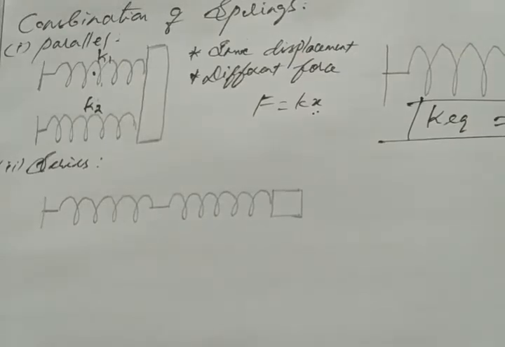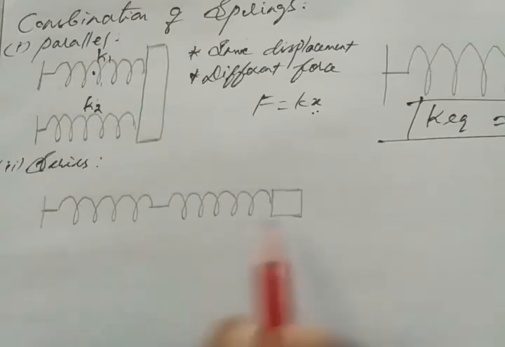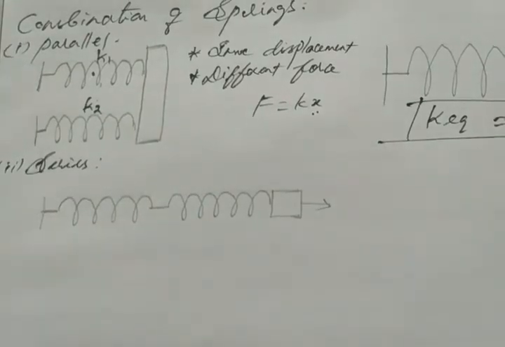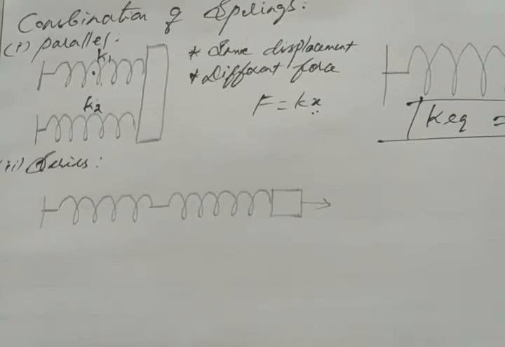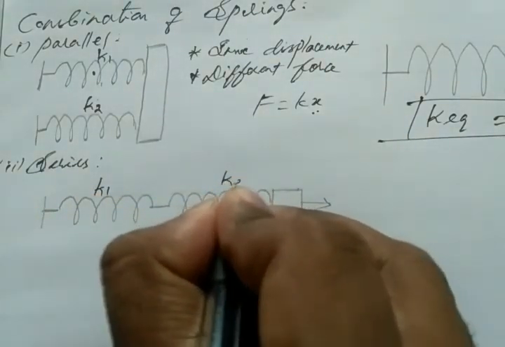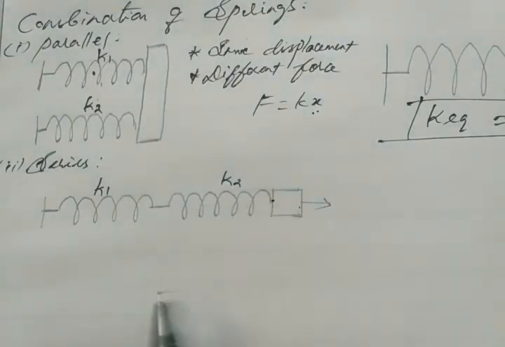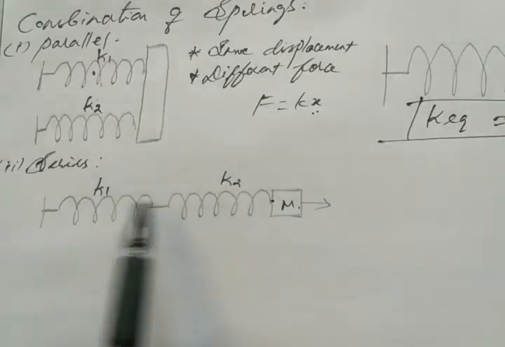Next one is series combination. In series combination we have two springs which are attached with a mass. So when you pull this mass towards the right side, what will happen? Both the springs will experience the same force but are subjected to different displacement because they have different spring constants. Okay, so both the springs will experience the same force of this mass, right? But they have different spring constants.